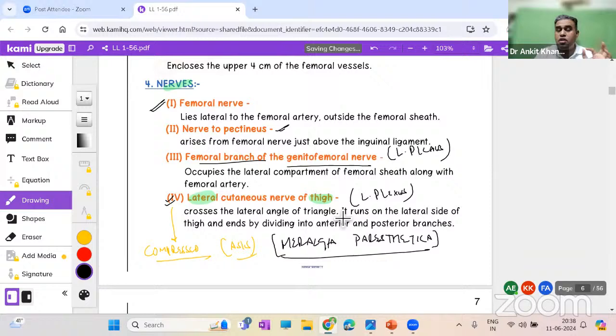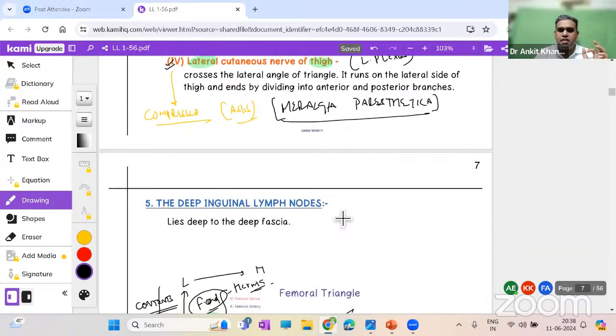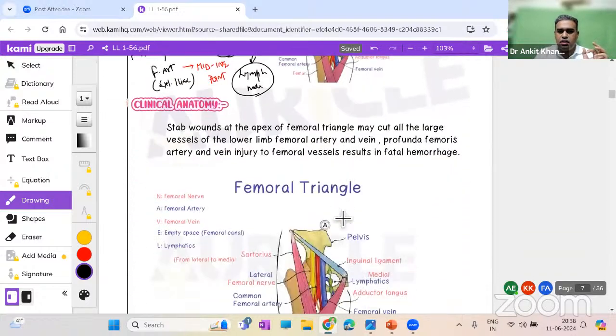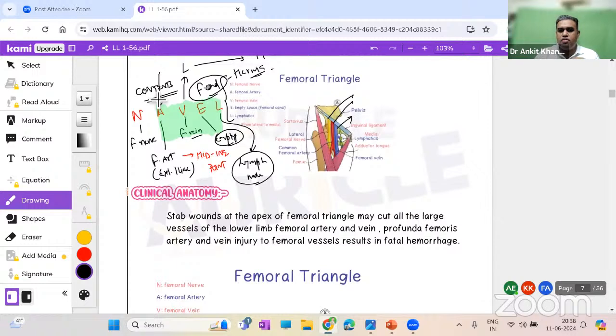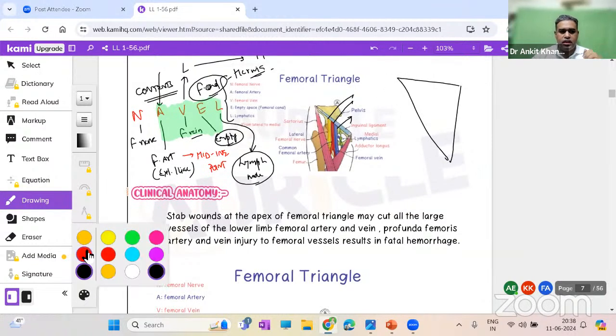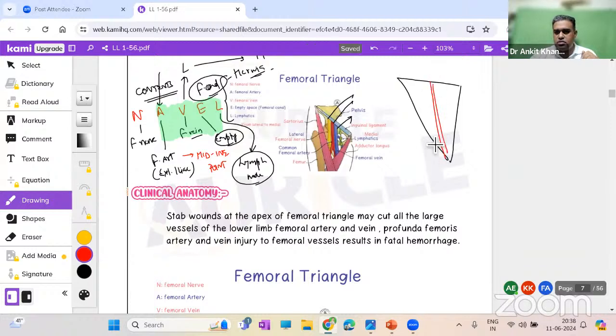This is must-know femoral triangle. Questions do come from here. Let us see forward. And yeah, clinical anatomy over here. So stab wounds. This is also important. See what happens in the femoral triangle over here, that if I make a triangle again, like this triangle over here, then what is actually happening is this artery is coming like this, okay?